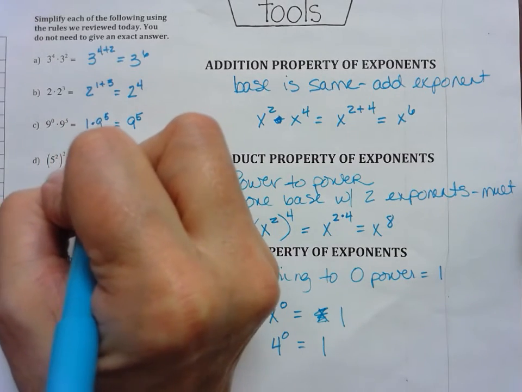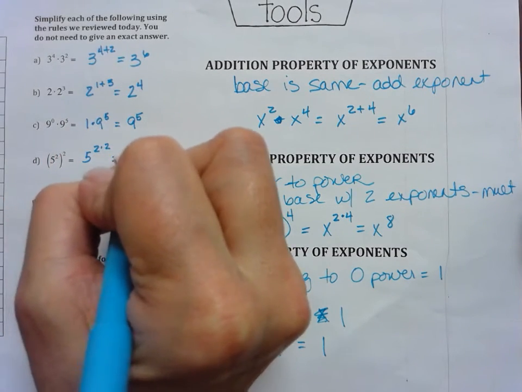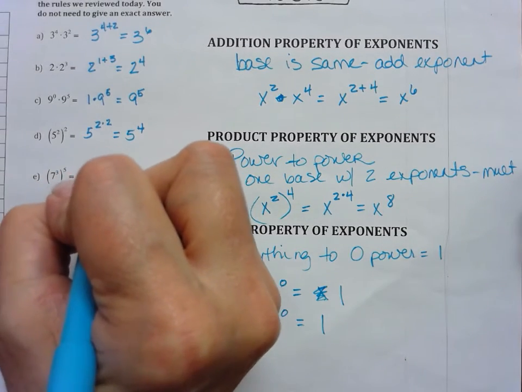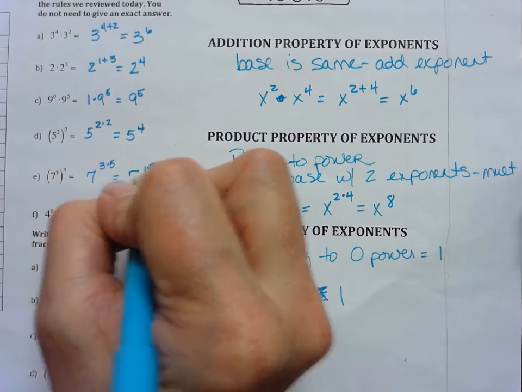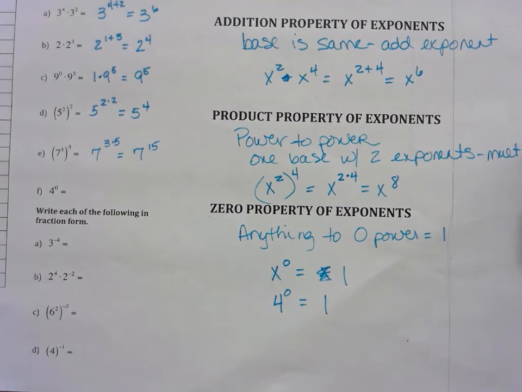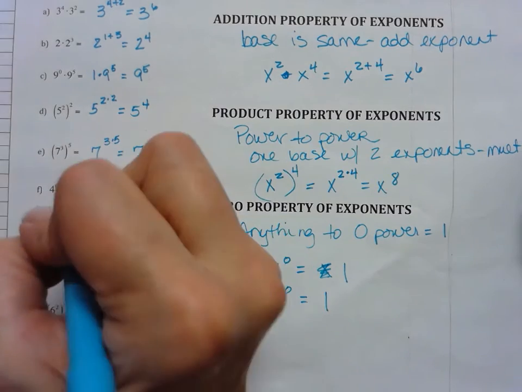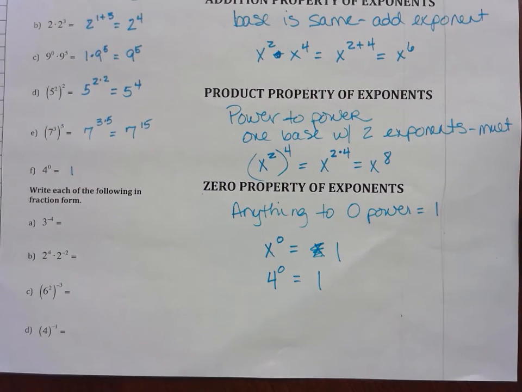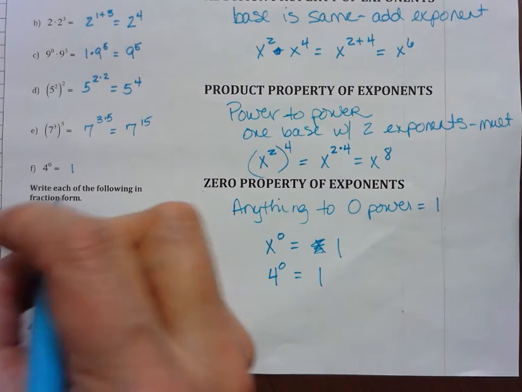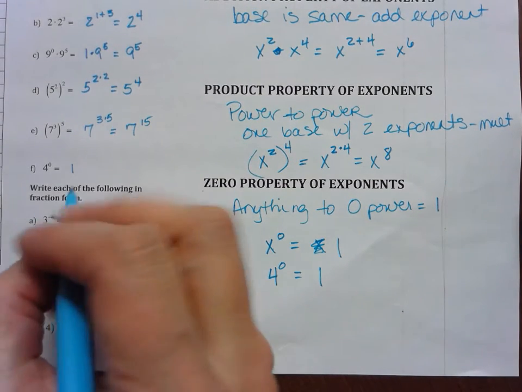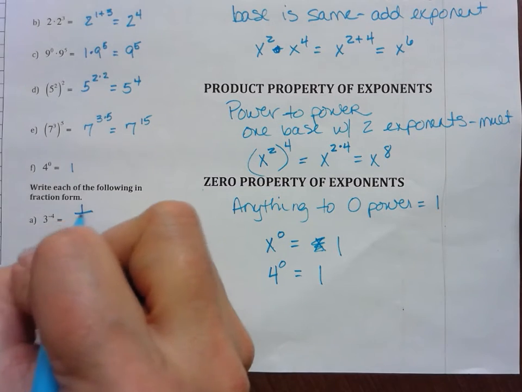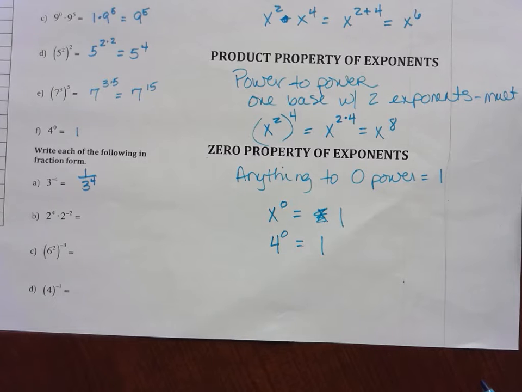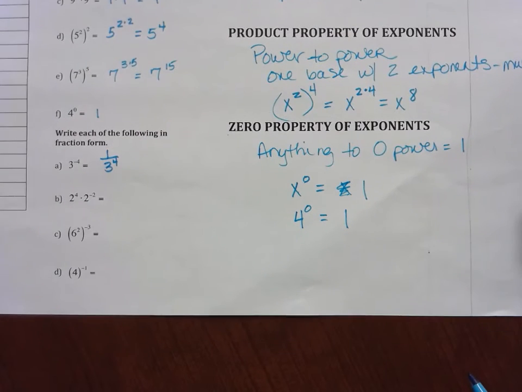5 to the 2 times 2 is going to give me 5 to the 4th. 7 to the 3 times 5 is going to give me 7 to the 15th. And what's 4 to the 0? 1. Good? All right. 3 to the negative 4th is going to be 1 over 3 to the 4th. Do you agree with that?